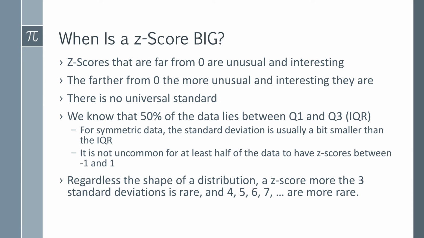And we'll get more specific as far as the standard normal, exactly how much data should lie between there. But roughly, just think of it for right now as looking at your Q1 and your Q3. So the farther you get away from that, the more unusual your data point is. Regardless of the shape of the distribution, a z-score that's more than 3 standard deviations is considered to be rare. And of course, if you have something that's a z-score of 4, 5, 6, 7, and so forth, that's going to be even more rare.